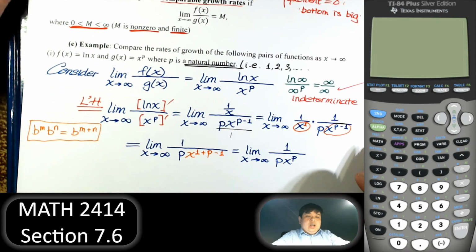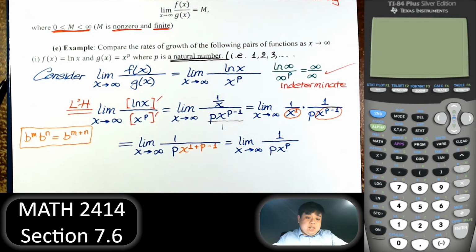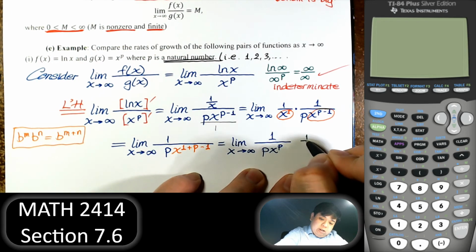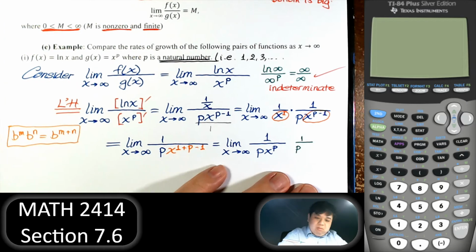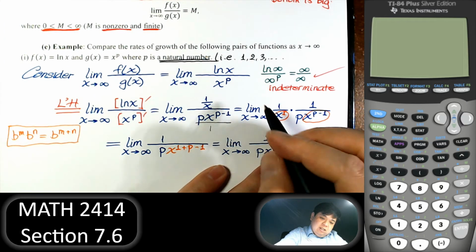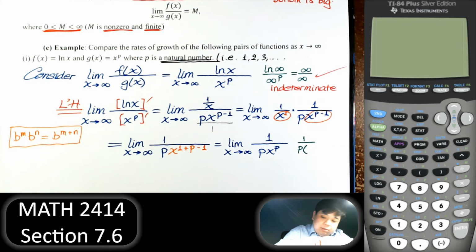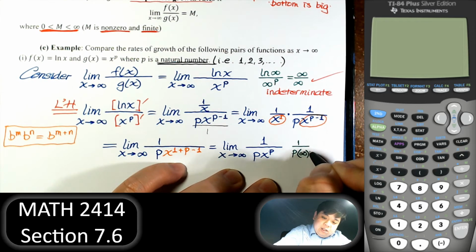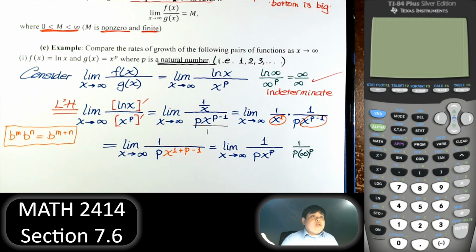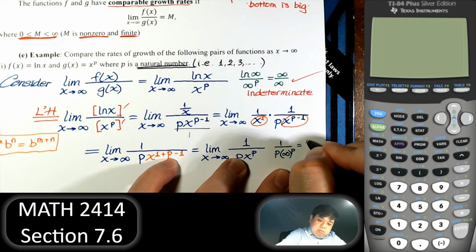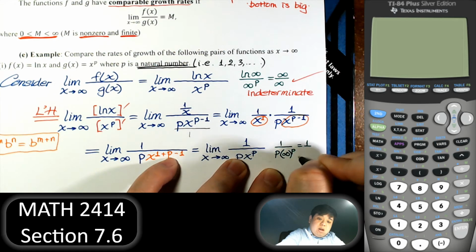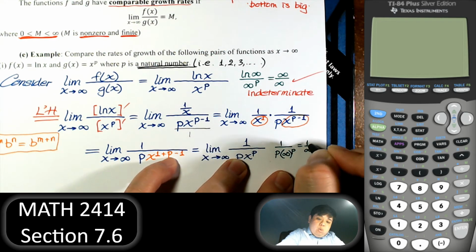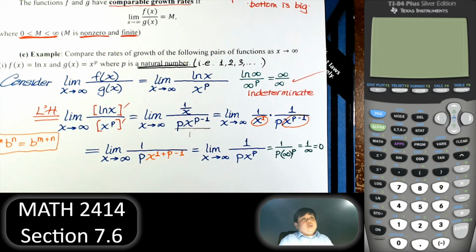Now let's put infinity in and see what happens. 1 over p, it doesn't matter what it is, is a positive constant, because p is a natural number. We have infinity raised to some positive power, which is still infinity. So the top is 1, and the bottom is infinity times something positive, also infinity. So 1 over infinity is going to be 0. So the limit is equal to 0.